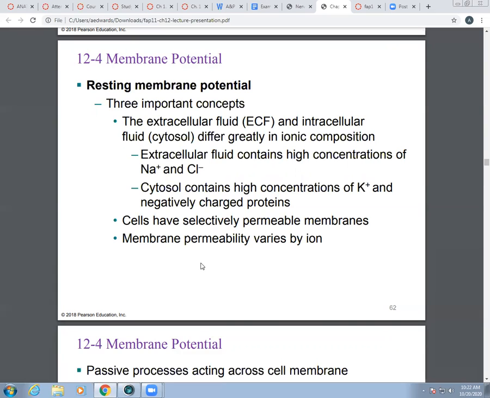The cell membranes are said to be selectively permeable, and the membrane permeability varies depending on the ion.